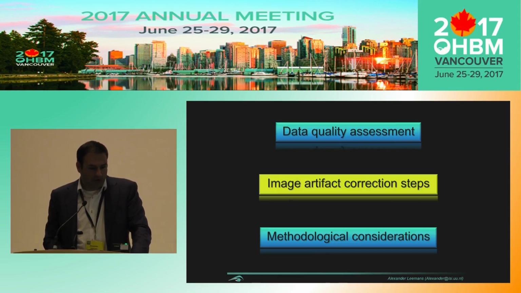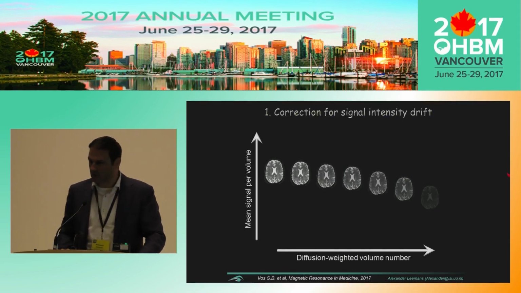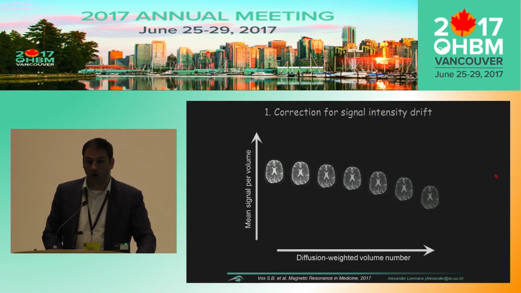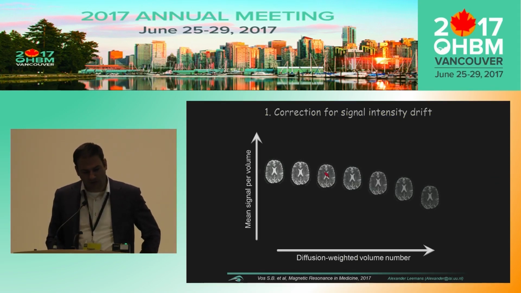Okay, now I'm going to go through a few image artifact correction steps. And the first one is related to signal intensity drift. So if we acquire our diffusion data, typically nowadays we also acquire multiple B0 images. And if you do this in an interleaved fashion, you can clearly see that in this case you've got some signal decrease over here.